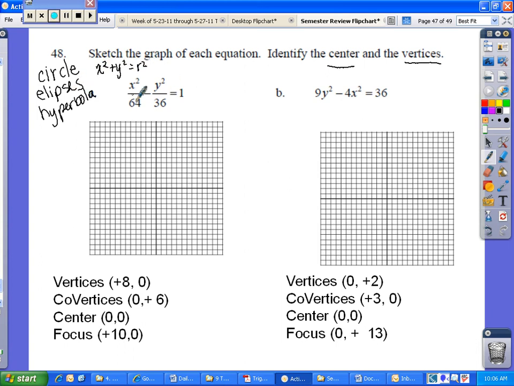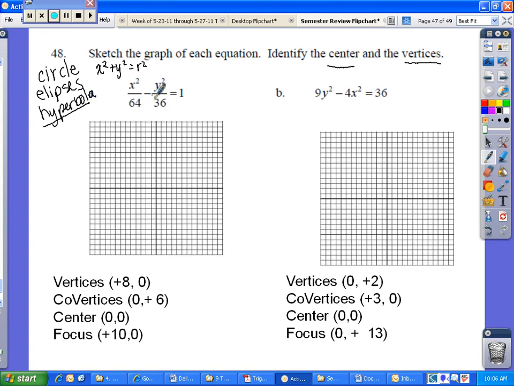Ellipses and hyperbolas are in this form. However, the difference is the sign in between them. And since in this case the sign in between these is minus, I know that this is going to be a hyperbola. Now if you look over here at B, it also is a hyperbola, but we're going to have to do some work on that equation before we can graph it.